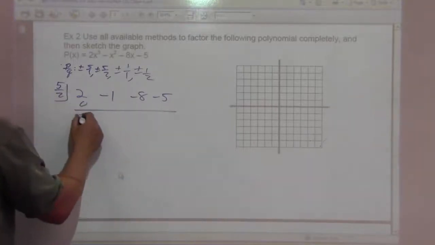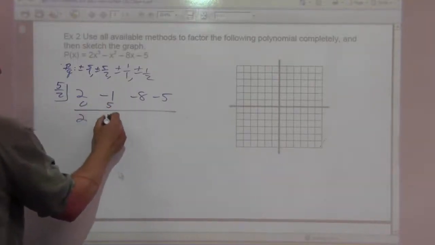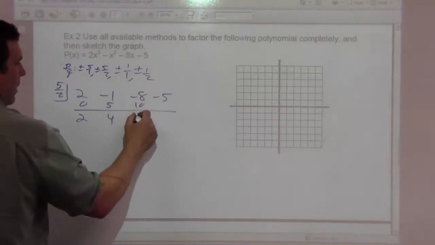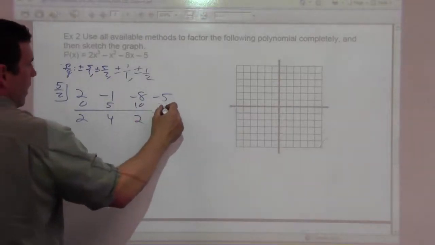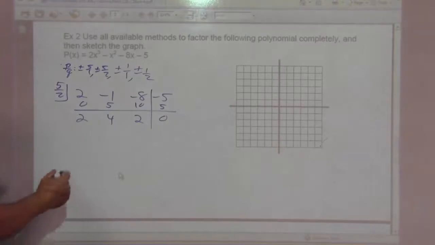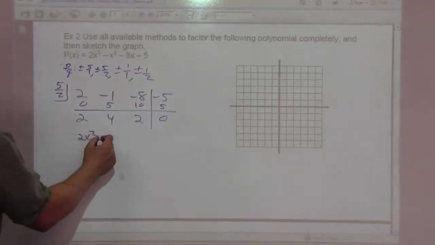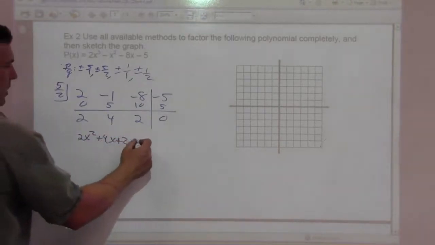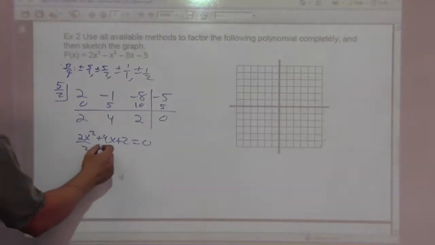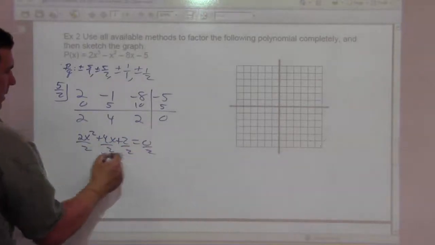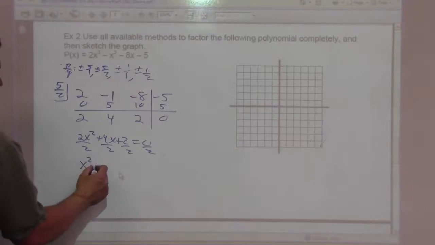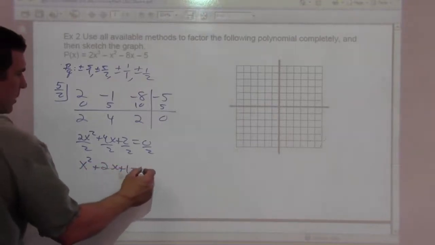2, it's going to give us 5, that's 4, it's going to give us 10, that's 2, that's going to give us 5, and that's 0. Hey, look at that. So we have 2x squared plus 4x plus 2, set equal to 0. You can divide everything by 2 if it helps to see this. So it's x squared plus 2x plus 1 equals 0.